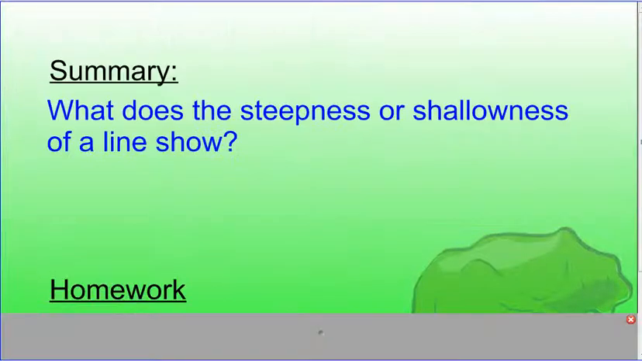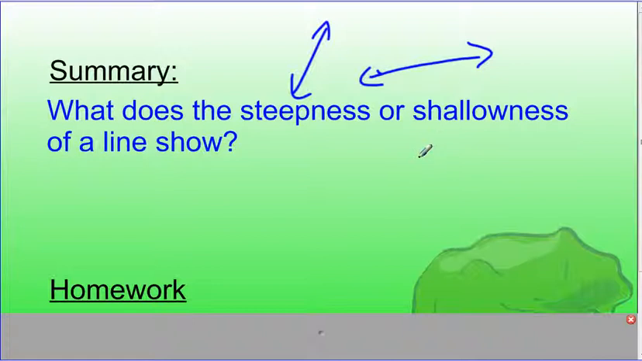Okay, summary. So what does the shallowness or the steepness of a line show? So we saw some really steep lines. We saw some really shallow lines. Those are the ones that are more flat. That's kind of shallow and that's kind of steep. What's that show you? See if you can come up with a sentence or two, a description. Think about it, write it down, and hit play when you're ready to continue.